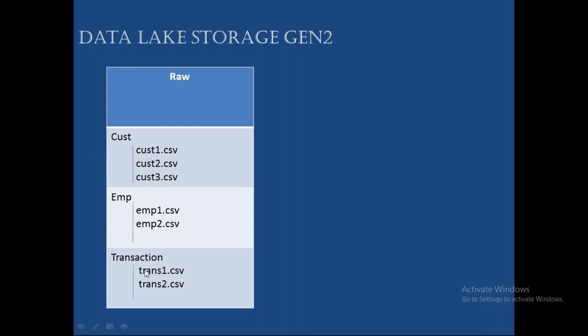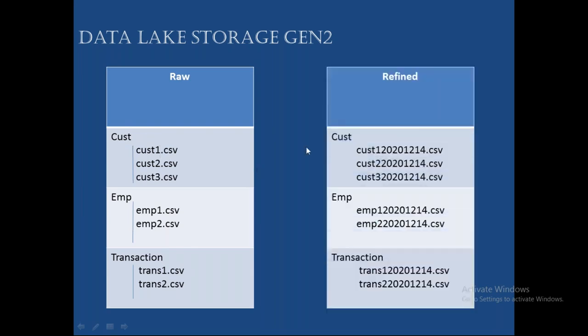Under transactions, I have two files, transaction1.csv and transaction2.csv. You understood what I wanted to do now. You have a raw folder as the root folder. Under the raw folder, you have cust, emp, and transaction folders. Under each folder, you have the respective files. Now all these files, I want to move into a refined layer.